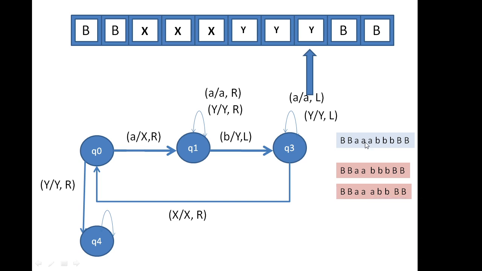I'll let this A be as it is and move left. Now I'll get an X, which I have originally done. So when I get an X, what do I do? I let it be X and move right. So I move right over here.